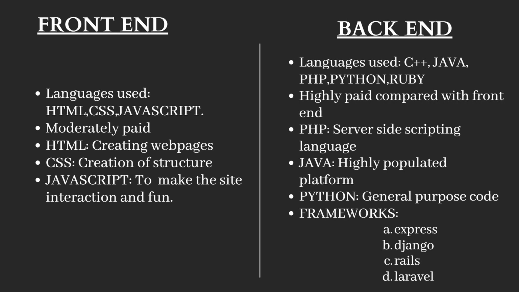And then JavaScript is used to make the site interactive and fun, for example, gaming. Actually, JavaScript and Java are different. JavaScript is a front-end language, whereas Java is a back-end language. Next, we jump into the back-end. Back-end developers use languages like PHP, C++, Java, Python, Ruby, etc. PHP is a server-side scripting language, whereas Java is a highly popular platform and programming language. Python is a general-purpose coding language.